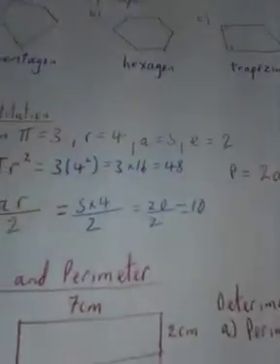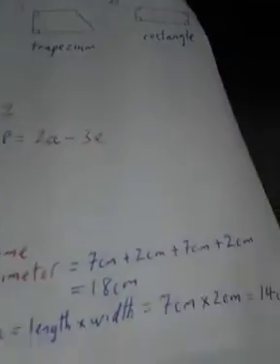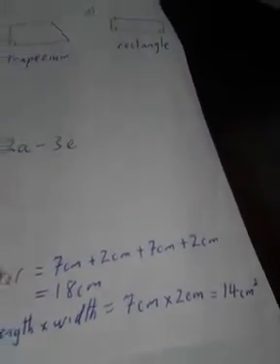And the length is 7 times 2. It really doesn't matter which one you put as the length. It's equal to 14 centimeters squared. Let's move on. 1 and 2 step linear equations.